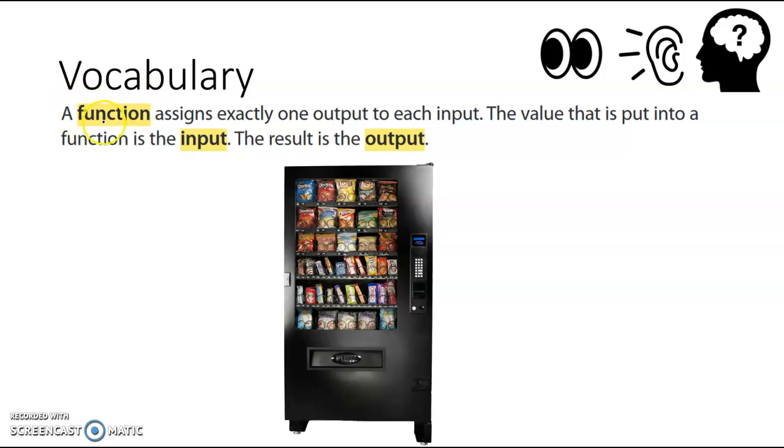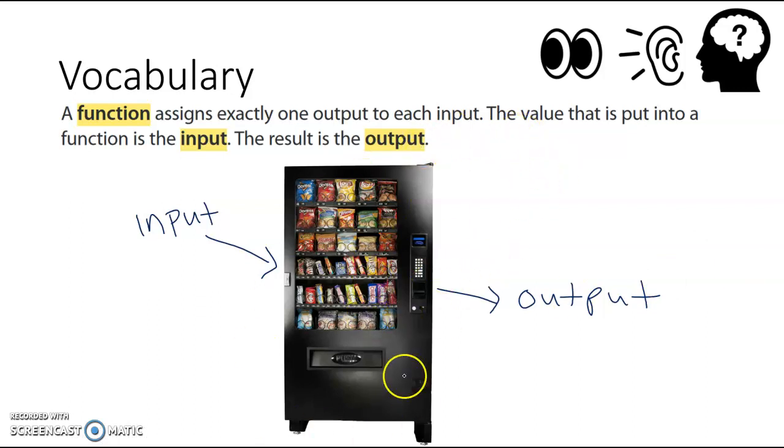So here's our vocab. A function assigns exactly one output to each input. The value that is put into a function is the input, the result is the output. So whenever you type numbers into a vending machine, that's your input. And the candy or the chips or whatever snack you get out of the vending machine is the output. You type numbers in, you get candy out. So we're going to be referring a lot to a vending machine today or a soda machine. So keep that in mind.